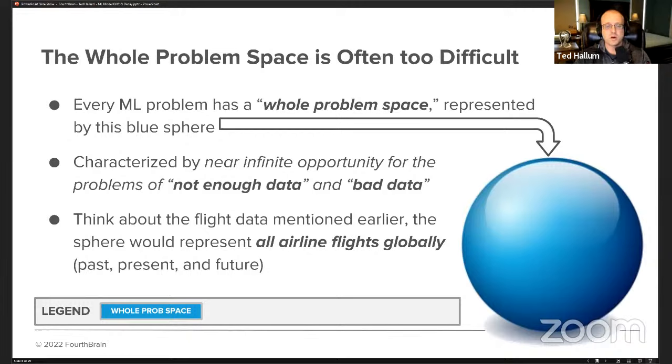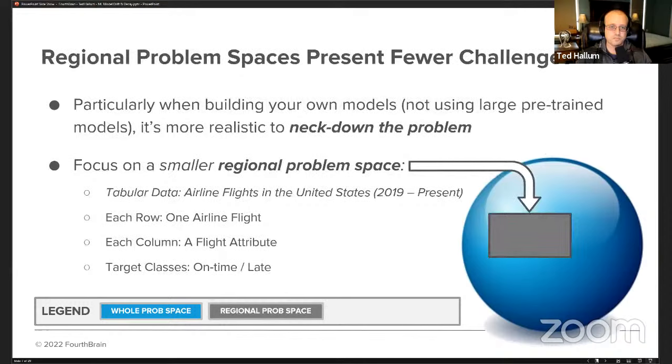So earlier we talked about the example of airline flight data. If you try to create a model that would predict on-time or late flights for all airlines, or the whole problem space rather, then you would be trying to predict for all airlines around the whole world, past, present, and future. It'd be very difficult to create a model that could do that.